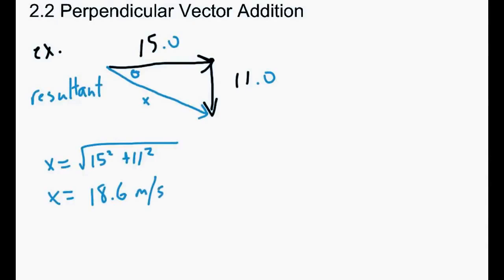So we have 18.6 meters per second for our vector size, but like I said before, we have to find that angle. If you look at the angle, our opposite side is 11 and our adjacent side is 15, and we just calculated the hypotenuse. Technically we could use sine, cos, or tan, but just like before, it's better not to use the answer you calculated, in case you made a mistake. So we'd pick tan: tan of the angle is opposite over adjacent, so 11 over 15.